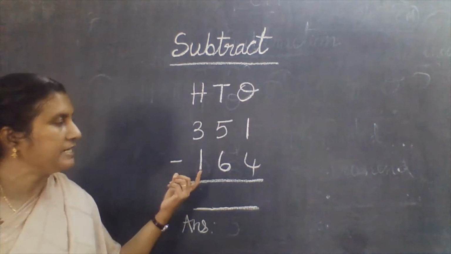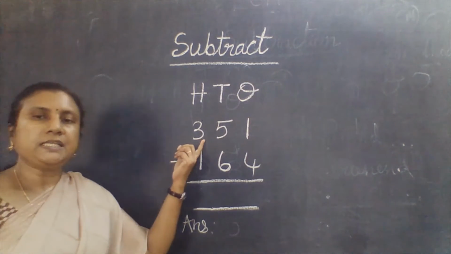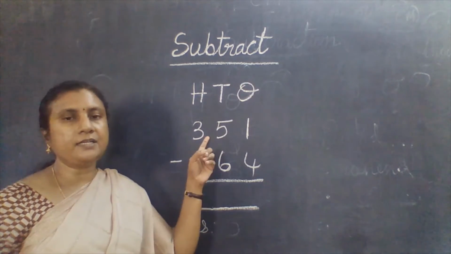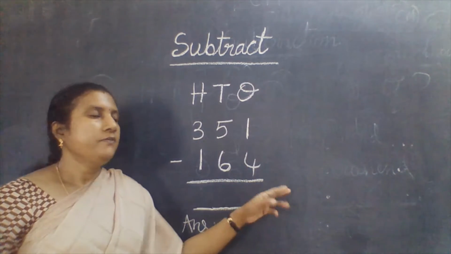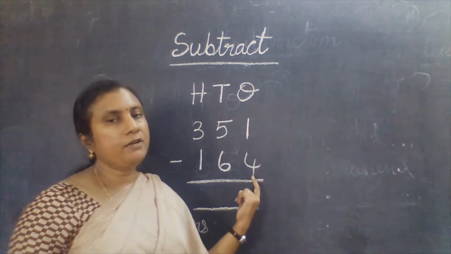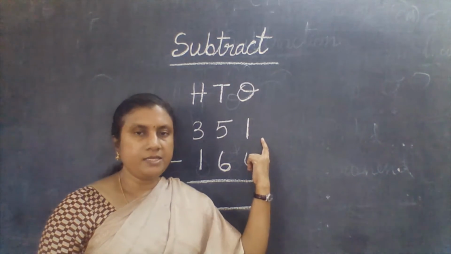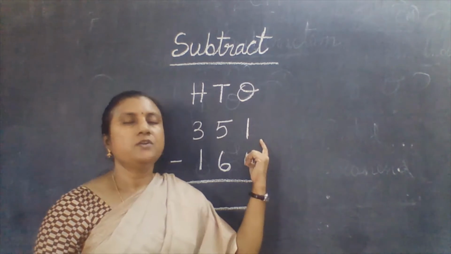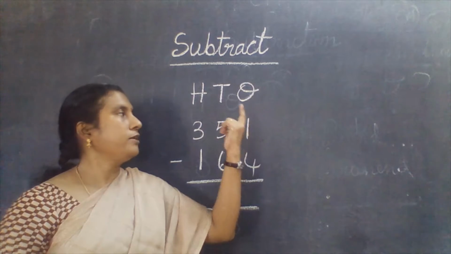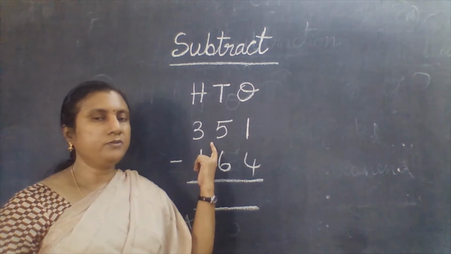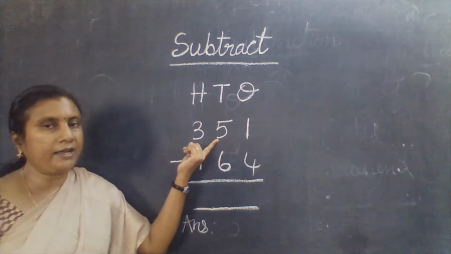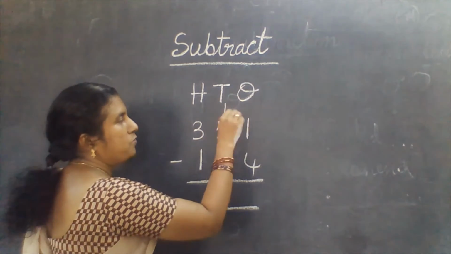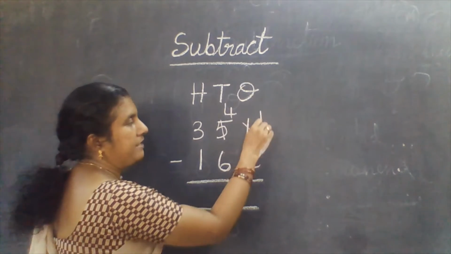Here we have 164 to separate from 351. Is it possible? Yes, it is lesser than 351. We can separate. We have to start from ones place only, no? Here we have to separate 4 from 1. Is it possible? No. Since 4 is greater than 1, we can't separate. So what we have to do? We have to borrow from the next place value. In tens place we have 5. So we have to borrow from that 5. Then 5 will reduce to 4 and 1 will become 11.